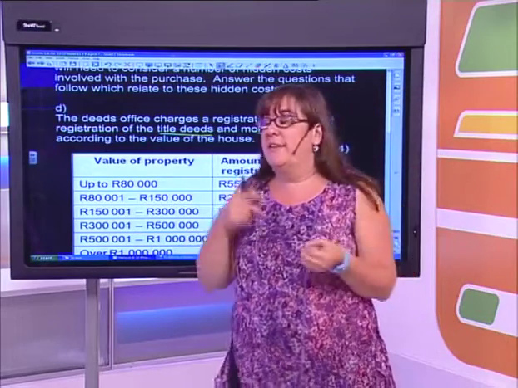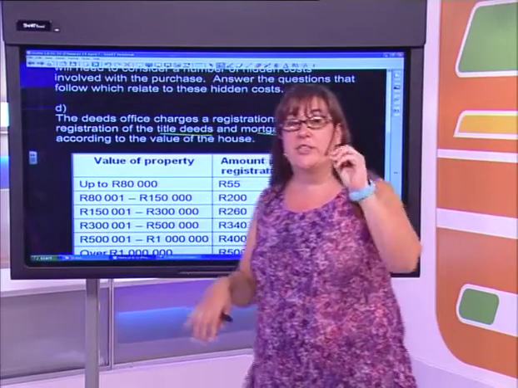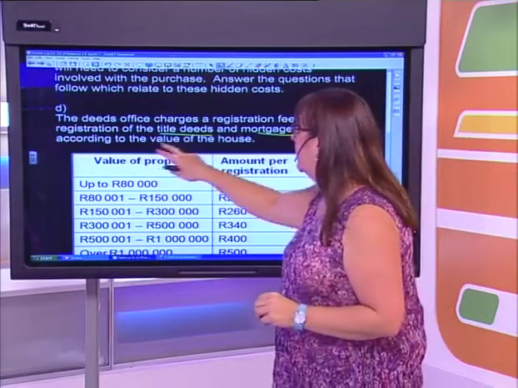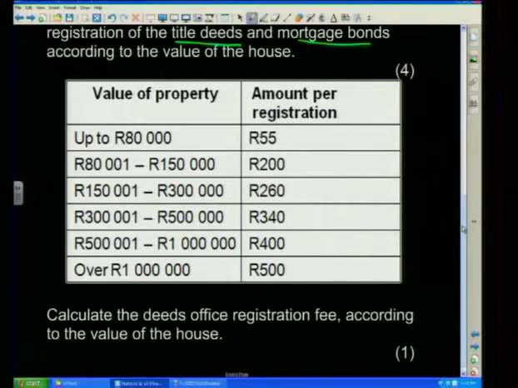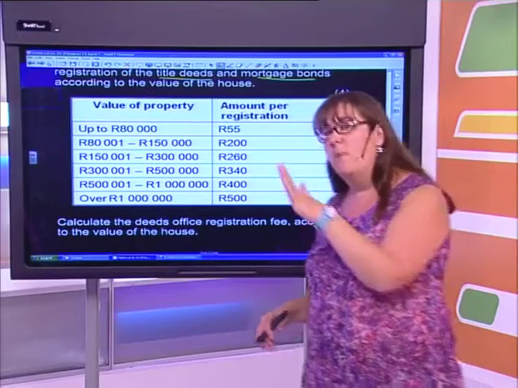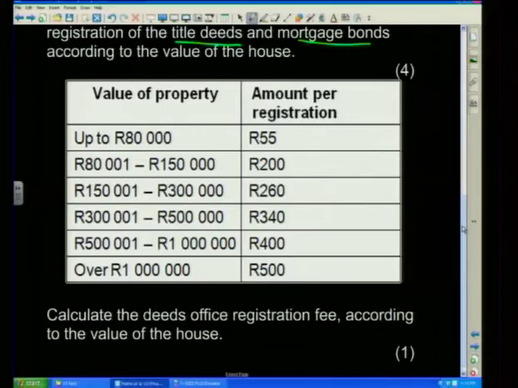So if you've got the cash, then I guess some of these fees are not relevant, like the initiation fee with the bank, but the deeds office is going to still charge you. And it's according to the value of the house. So we've got from up to 80,000 Rand, you only pay 55 Rand. From 80,001 Rand to 150, you pay 200, and it goes up kind of the sliding scale. So the higher the more money you pay for your house, then the higher this amount is. But we get to a place over 1 million, and they tell us that it's 500 Rand. So any value over 1 million, and you're still only paying 500 Rand.